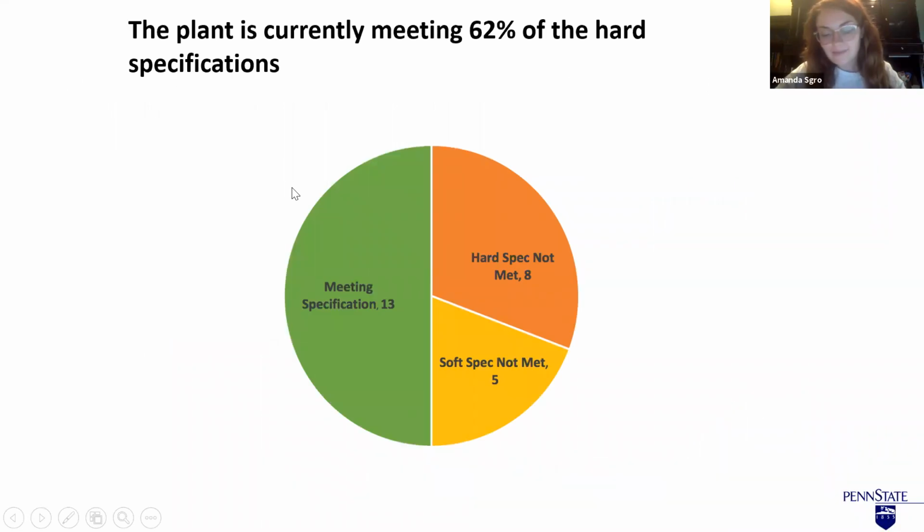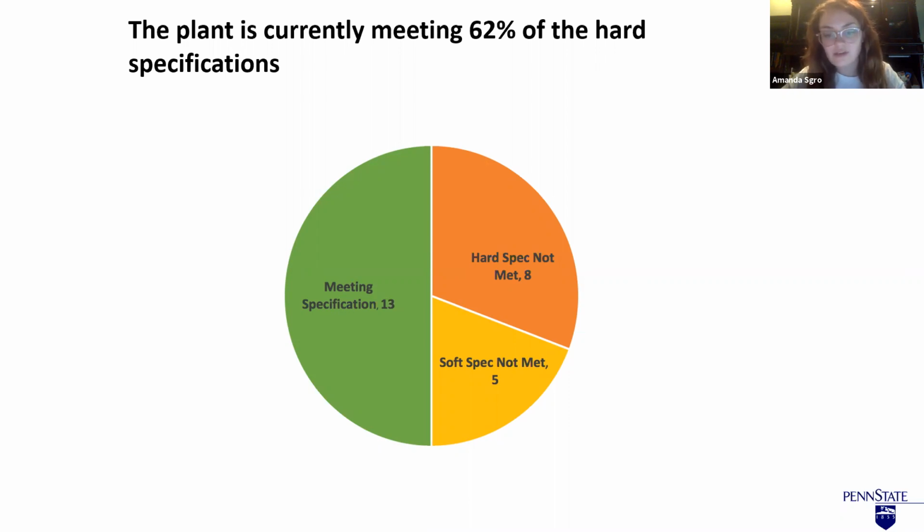Thank you, Chris. Now I'll be talking about our product specifications. In this pie chart, you can see that we are meeting 13 hard specifications, we're not meeting 8 hard specifications, and we are not meeting 5 soft specifications. These specifications are on our unit temperatures, stream concentrations, and the final product that we were given in the problem statement in order to encourage best practices for the design engineers.